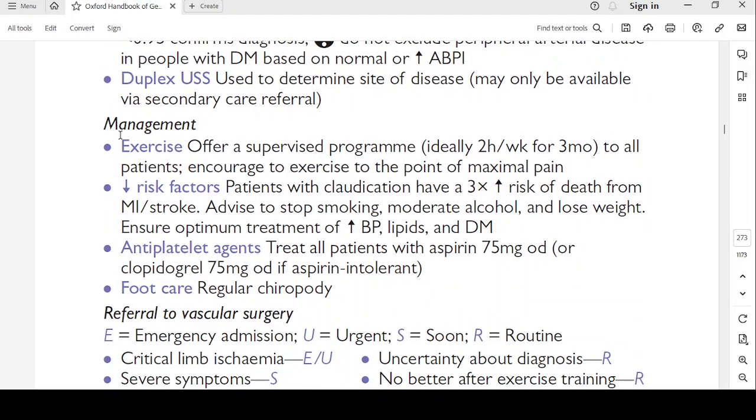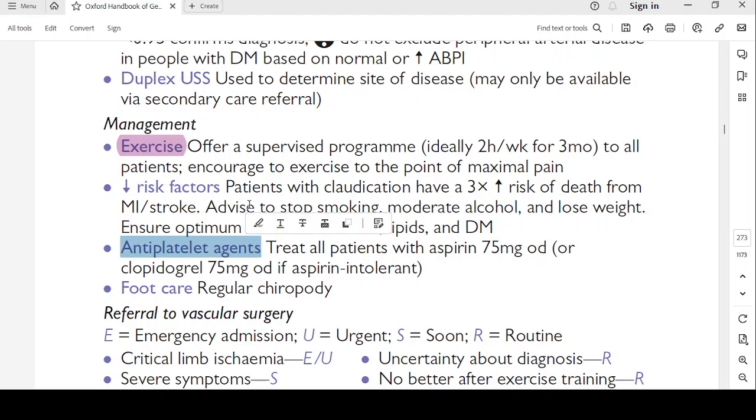Management. Exercise. Offer a supervised exercise program, ideally 2 hours per week for 3 months, to all patients. Encourage them to exercise to the point of maximal pain. Decrease the risk factors. Patients with claudication have 3 times increased risk of death from MI or stroke. Advise to stop smoking, moderate the alcohol intake and lose weight. Ensure optimum treatment of raised BP, lipids and diabetes.